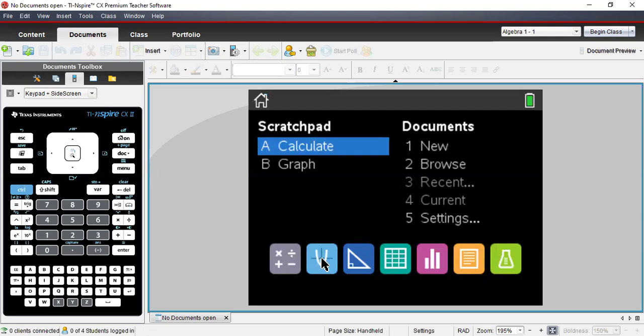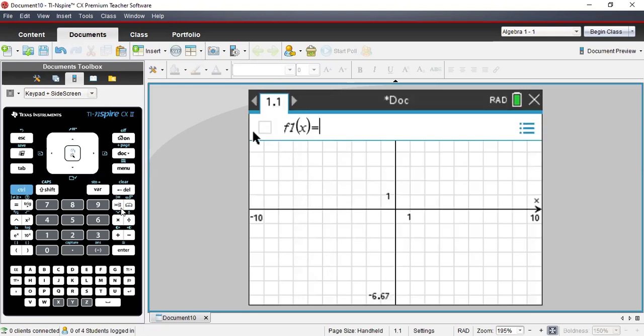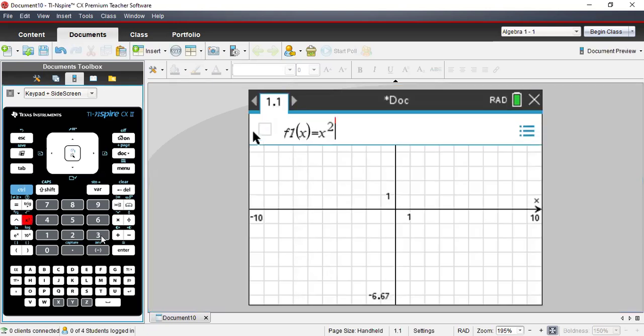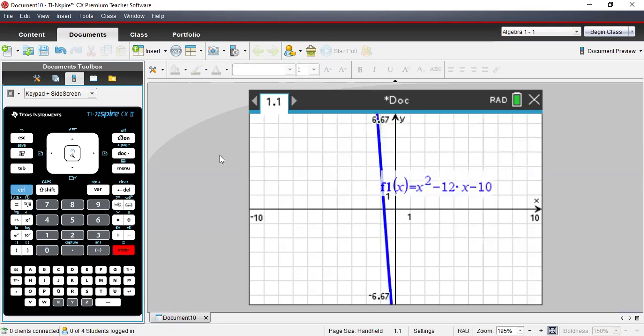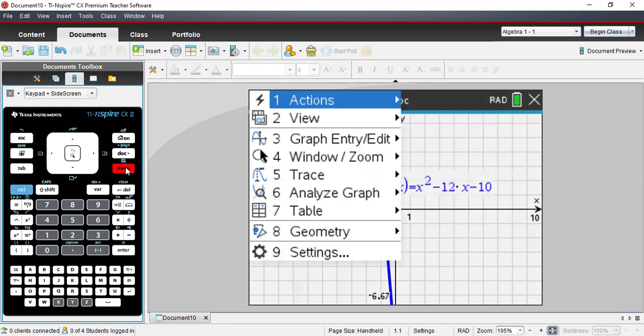So I'm going to go here and graph x squared minus 12x minus 10. Boom, do that. Now, I need to find the minimum. So I'm going to zoom out.